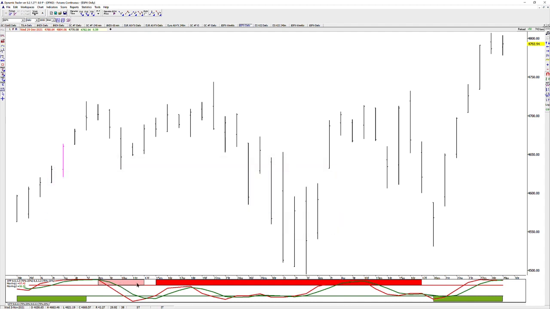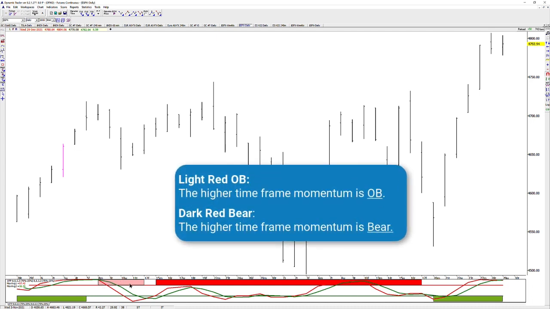If it's a light red, like in this period of time, which looks like a long period of time, but it's only like a week or so long. Keep in mind, this is daily data. These represent the position of the weekly momentum. If it's the light red, that means it's overbought. If it's the darker red, it means throughout this period, the weekly momentum was bearish.